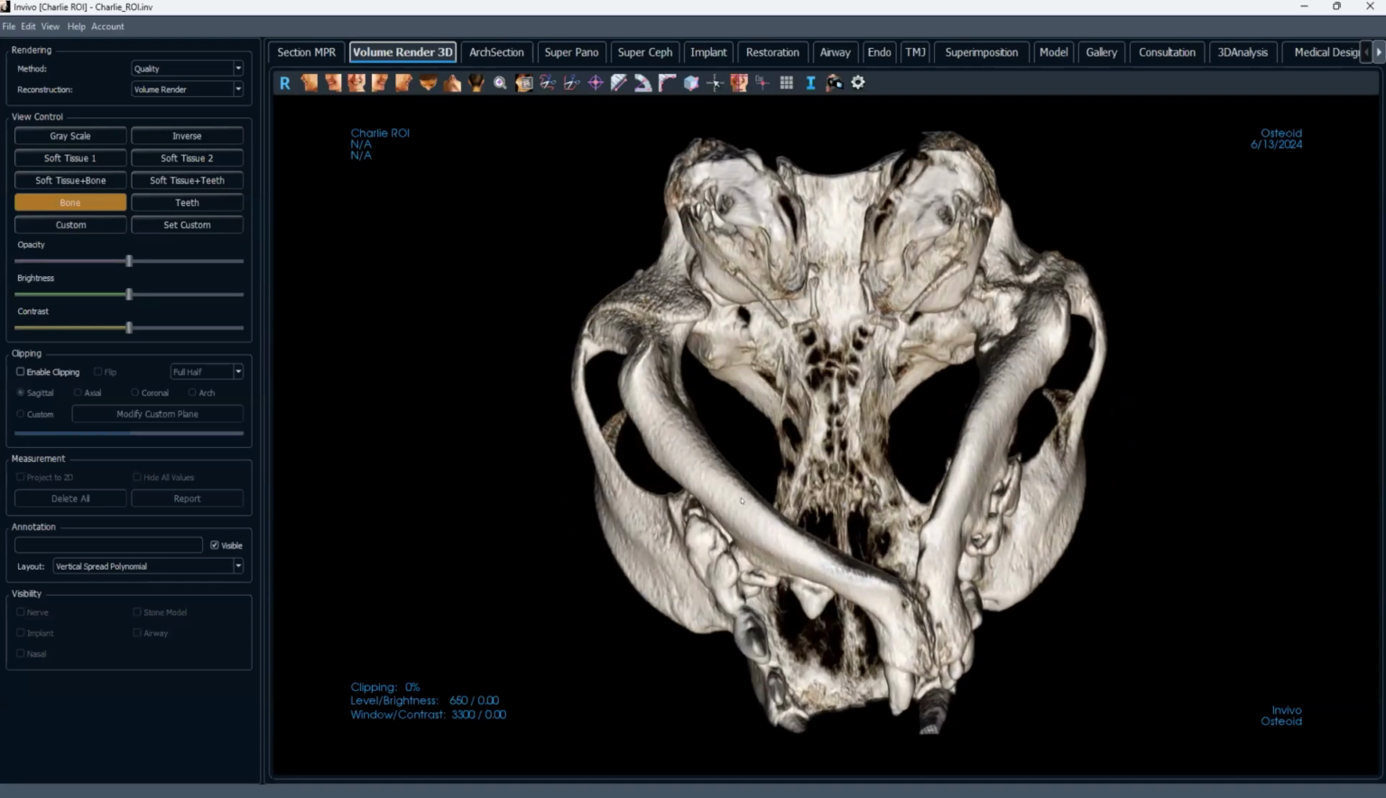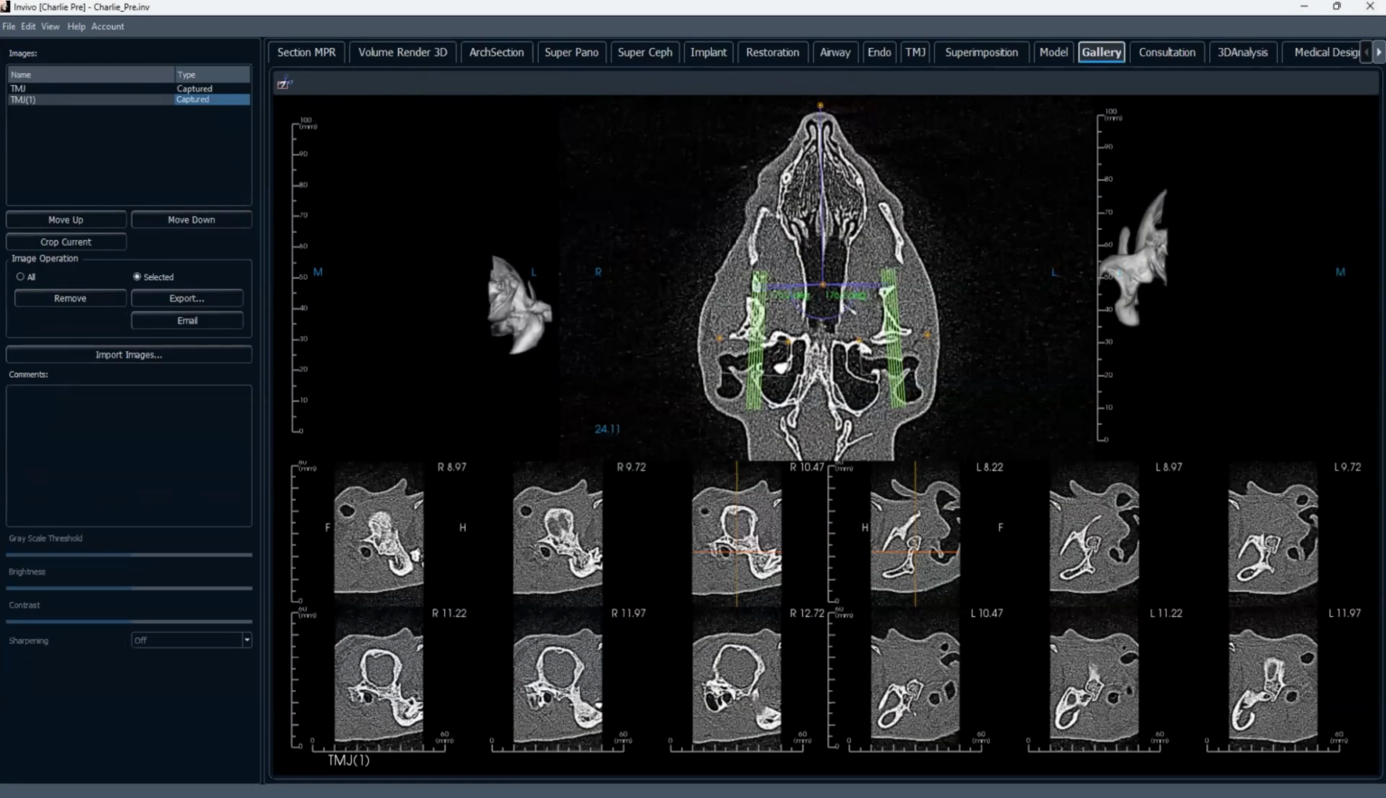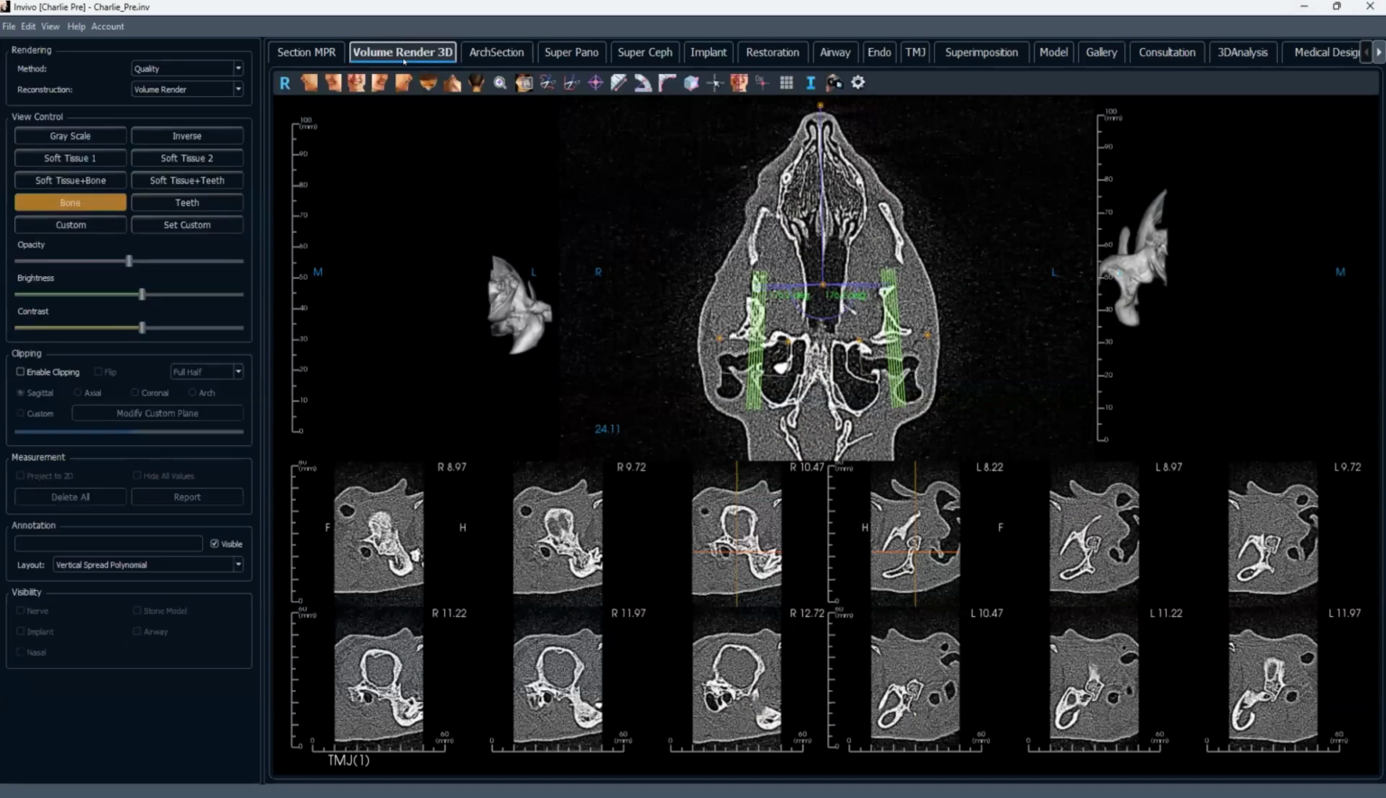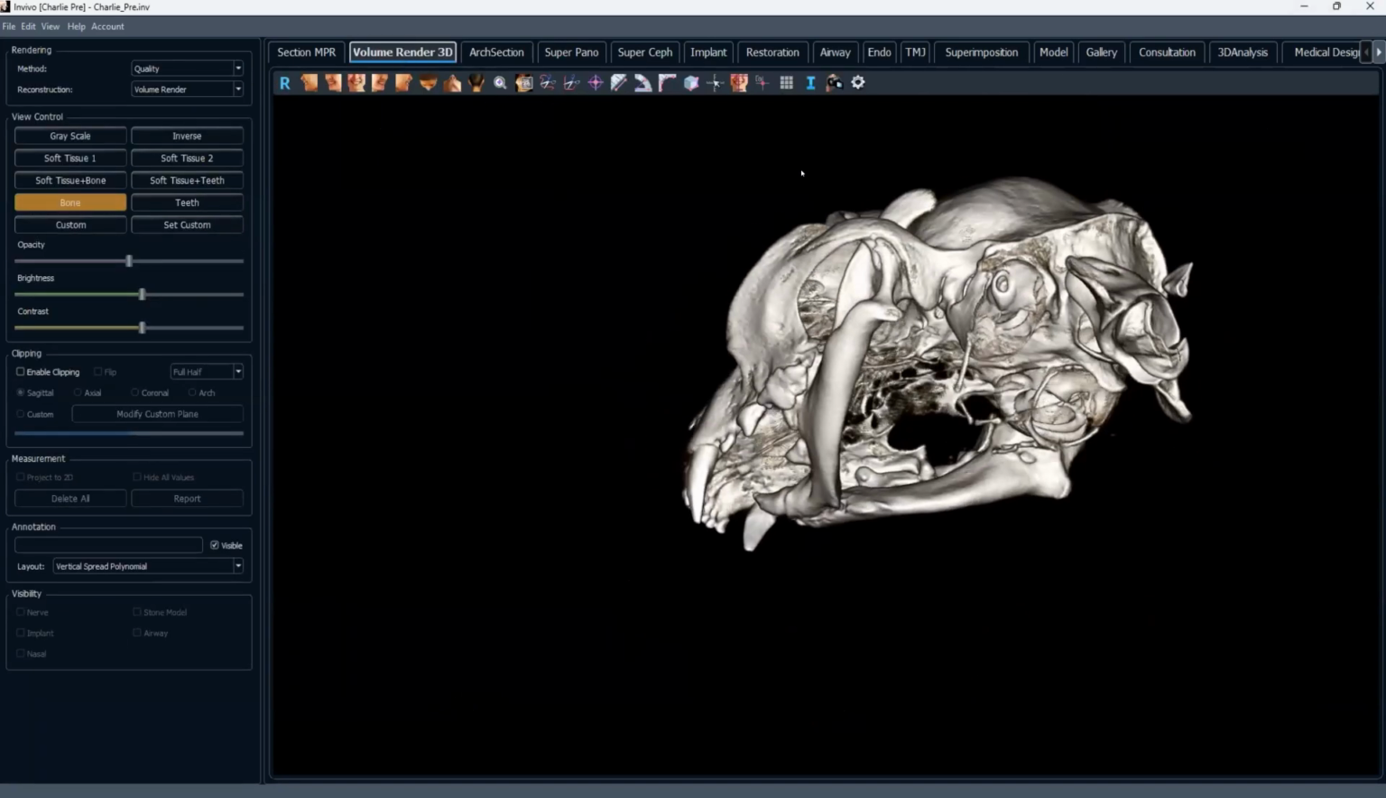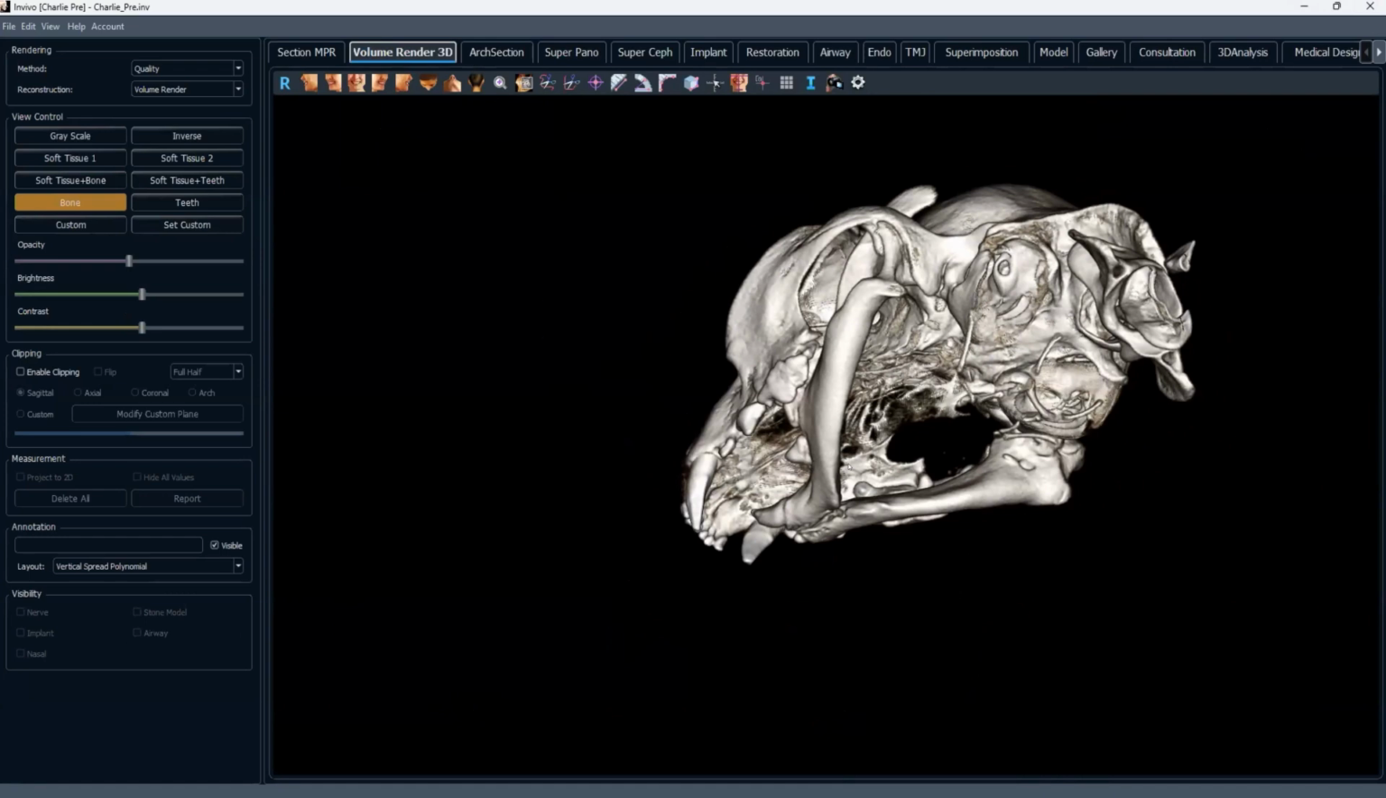Because if we compare that to the original one, we definitely have a much finer level of detail. You can see it's a little bit smoother, and you get a little bit more detail.